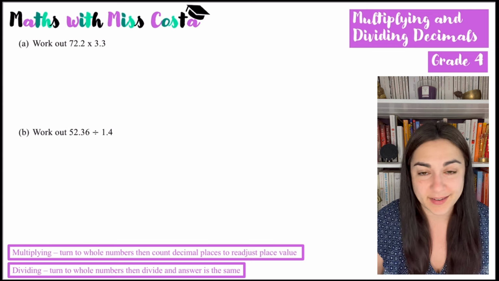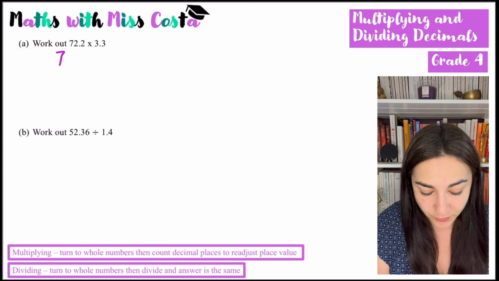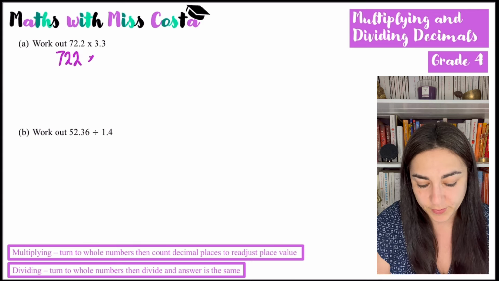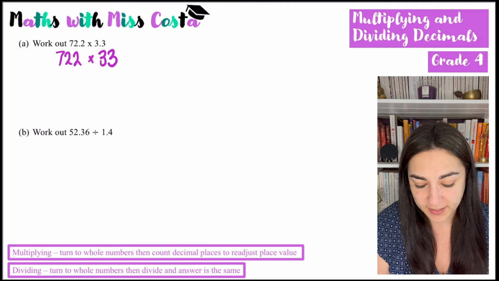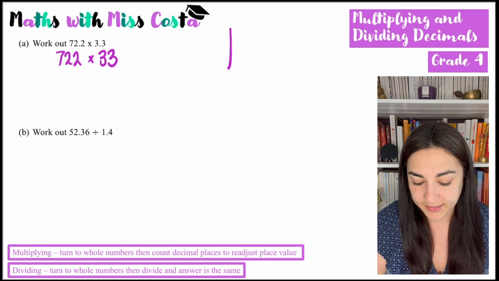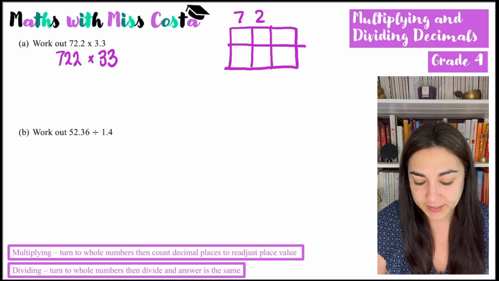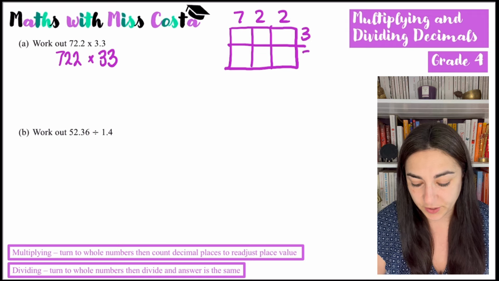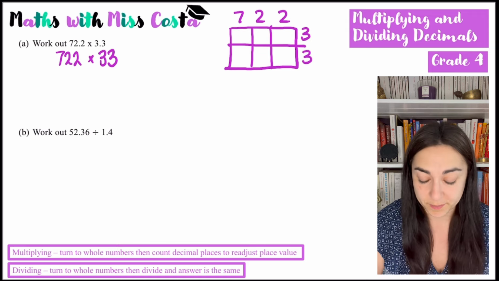So ignore the decimal places and just imagine it as a whole number. So that would be 722 times 33. Okay, you then multiply this as you would any other thing. I like using Napier's bones, but you can use whatever method you prefer. Just multiply the numbers as though they are whole numbers.